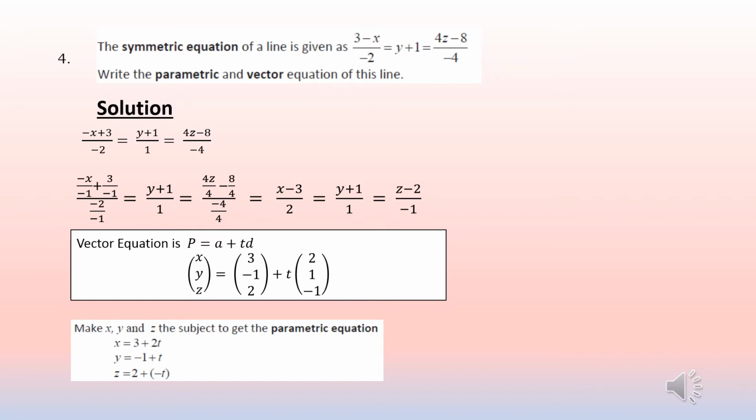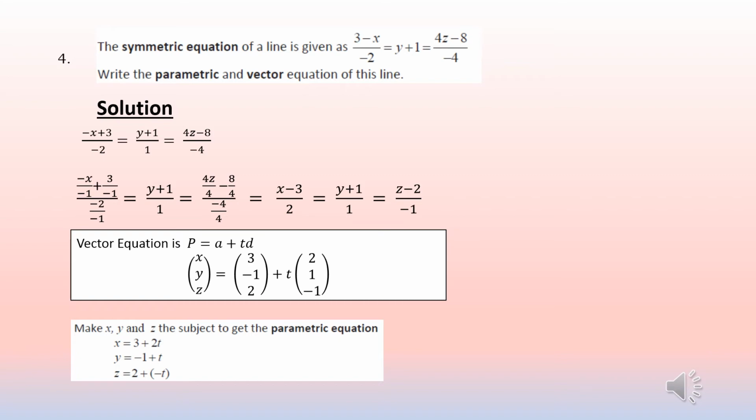So the point A in this case would be positive 3, negative 1, positive 2, and the direction vector would be 2, 1, negative 1. So writing down the vector equation, which is in the form P is equal to A plus TD, it gives us (x, y, z) is equal to (3, negative 1, 2) plus t times (2, 1, negative 1). So that is our vector equation.